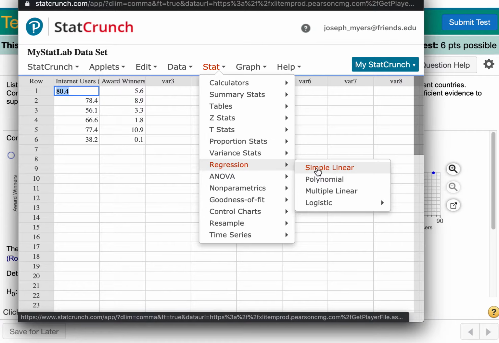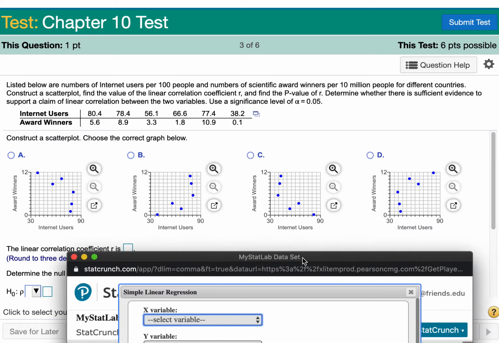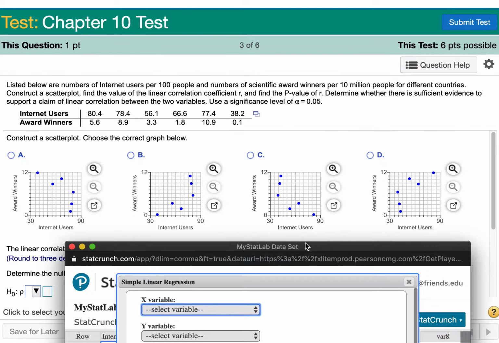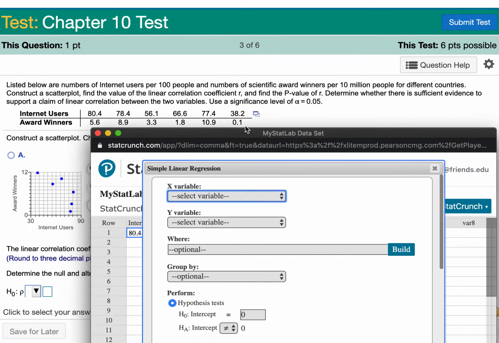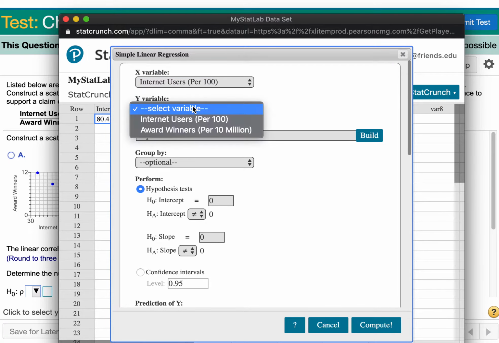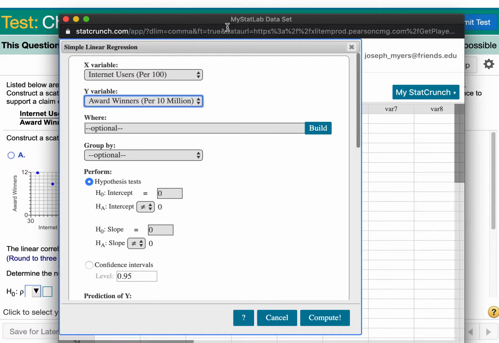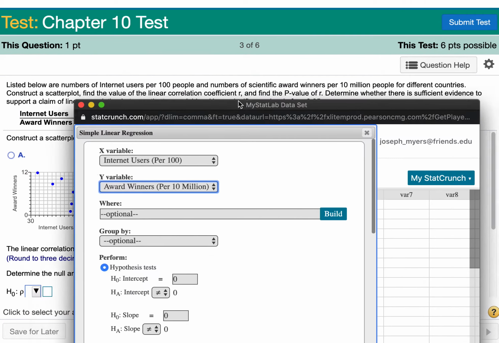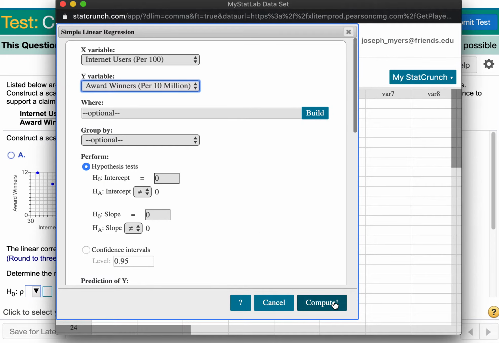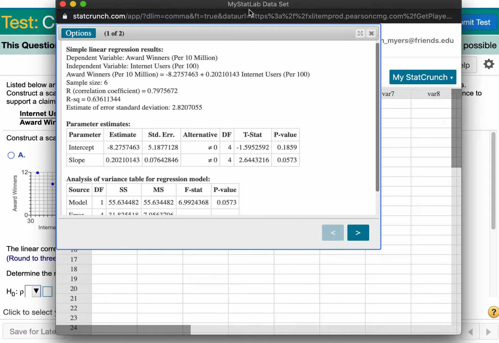We're doing a simple linear regression, and then we have to know what the x variable is. So notice on the graph that the x-axis in all the graphs is internet users. So that tells us that internet users is the x variable. And the y variable is the award winners. And then let's look and see if there's anything else. So no, I think that's all. So we can click Compute. So let's look at these results.